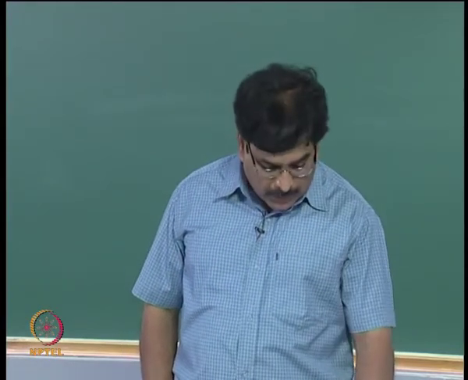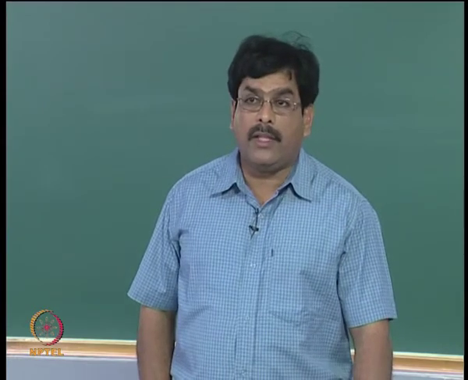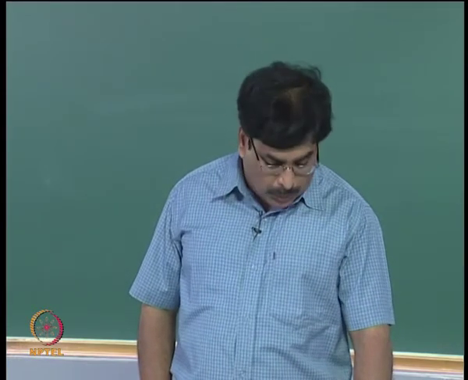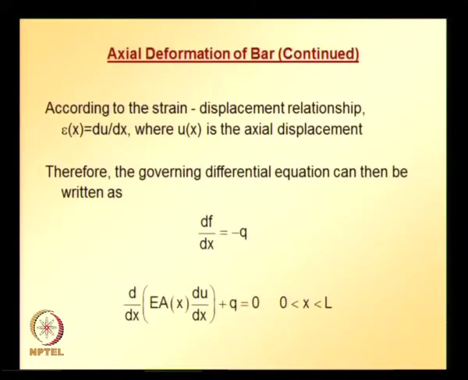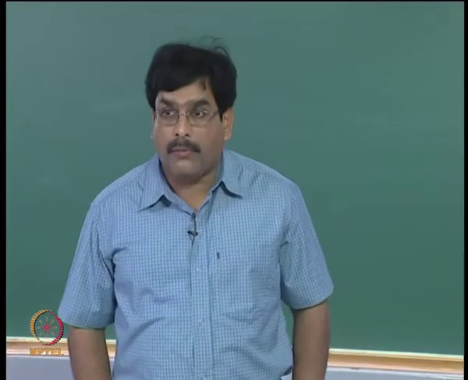Substituting all this information into the equation that we have, derivative of f with respect to x is equal to minus q, we get this differential equation, which is a second order differential equation, and this differential equation at every point along the length of the bar needs to satisfy this differential equation for it to be in equilibrium. So, we need to solve this differential equation subjected to boundary conditions. Boundary conditions we can easily figure out for this particular problem.